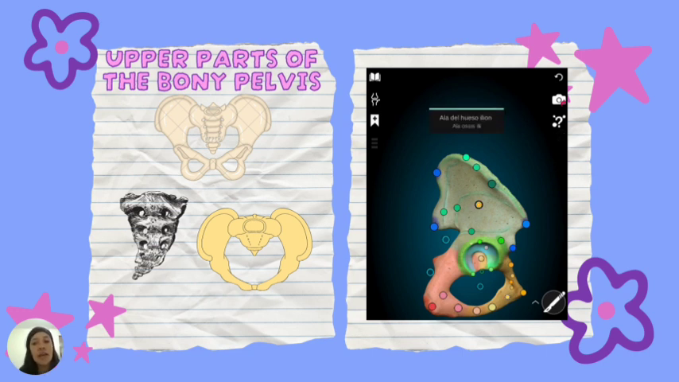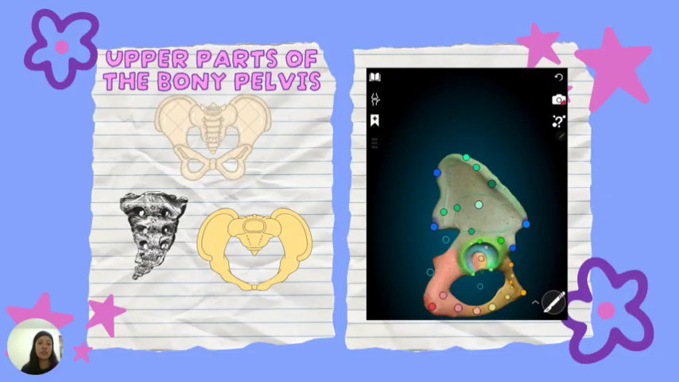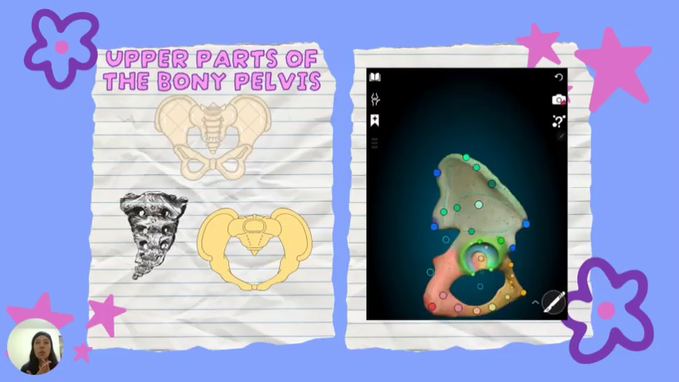a more heart-shaped inlet and an acute subpubic angle. The sacrum in females is shorter and wider, and the ischial spines are less projecting because it makes things easier when the girl is pregnant, and also in different processes like menstruation.